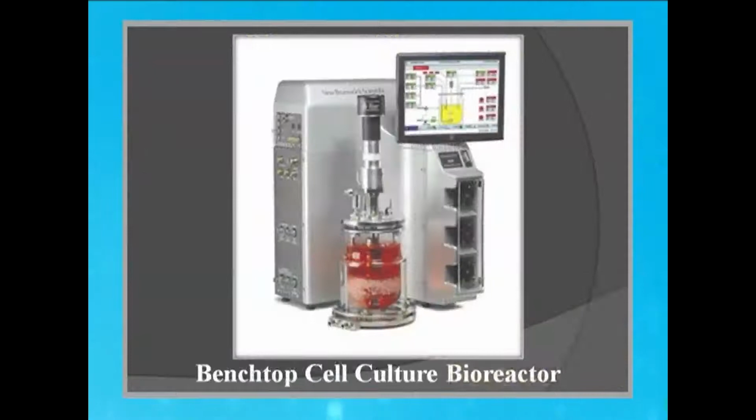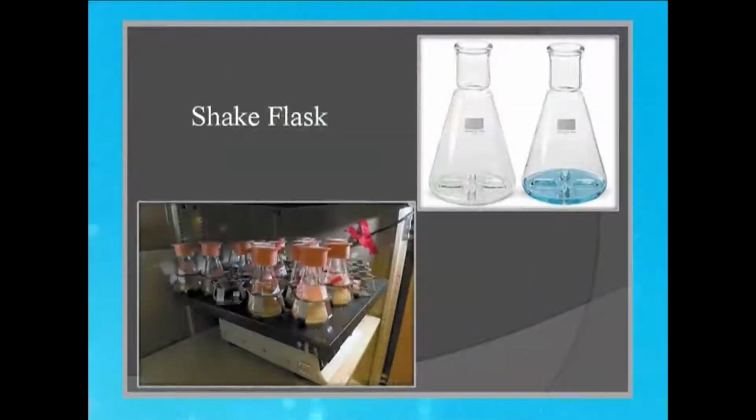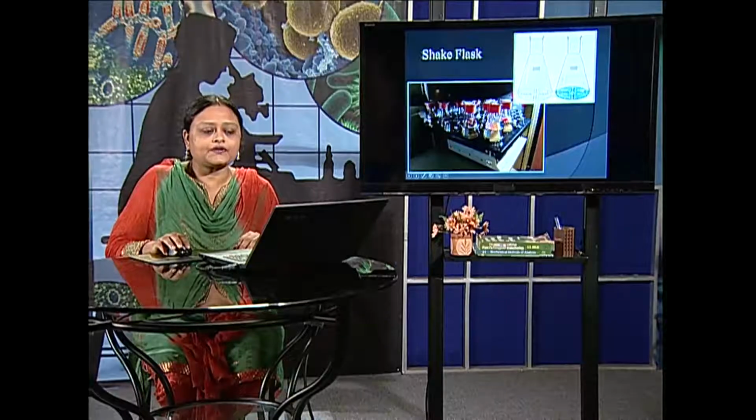A typical benchtop cell culture bioreactor looks exactly like this. This is the bioreactor, and you can see that it is monitored and regulated with the control panels which are meant for regulation. Followed by the shake flask, a very commonly used instrument in the lab, and very adjustable, simple to use, can be used on a simple shaker that is available in any microbiology lab.